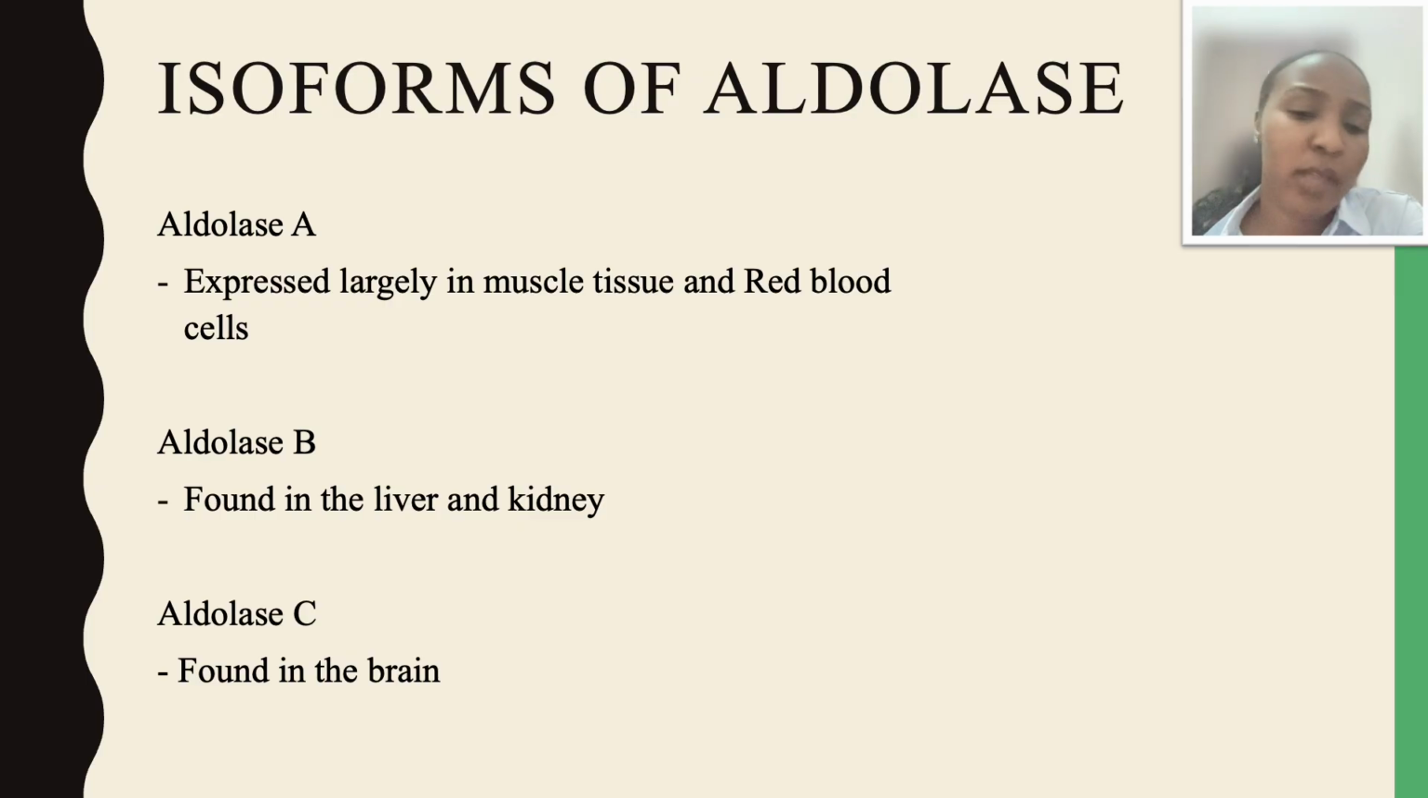And lastly, we have aldolase A, which has the highest glycolytic activity and binds fructose 1,6-bisphosphate more tightly, which makes it efficient for breaking down glucose in the muscle tissue.